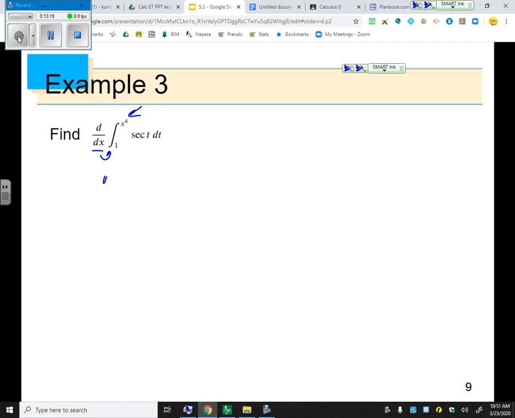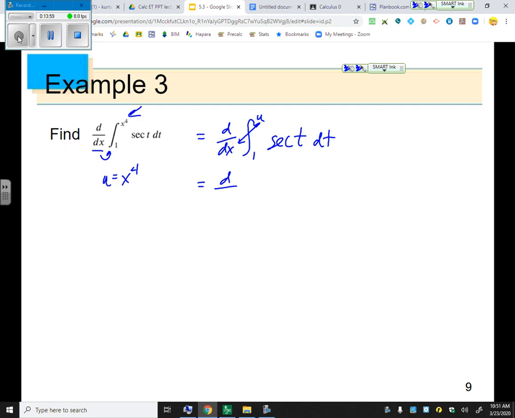What I'm going to do is let u equal x to the 4th. It's called a u substitution. And so I'm going to be able to rewrite this integral from 1 to u of secant t dt. Now I just can't randomly go around changing x to the 4th to u's. So I still have my d over dx right here in front. But I need to change some stuff since these guys don't match up.